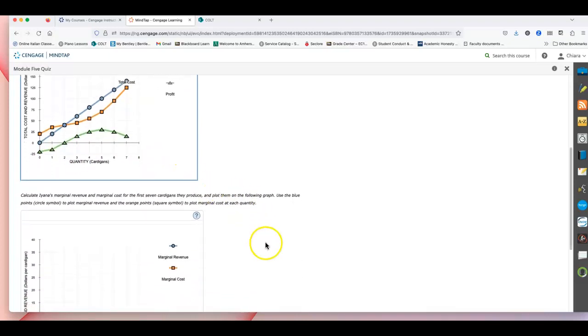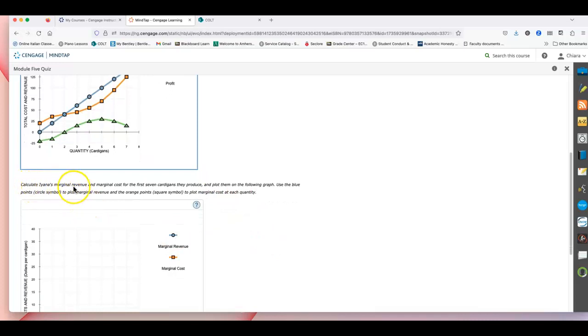This is the first part. Calculate Iana's marginal revenue and marginal cost for the first 7 cardigans they produce and plot them on the following graph. Use the blue points to plot marginal revenue and the orange points to plot marginal costs for each quantity.